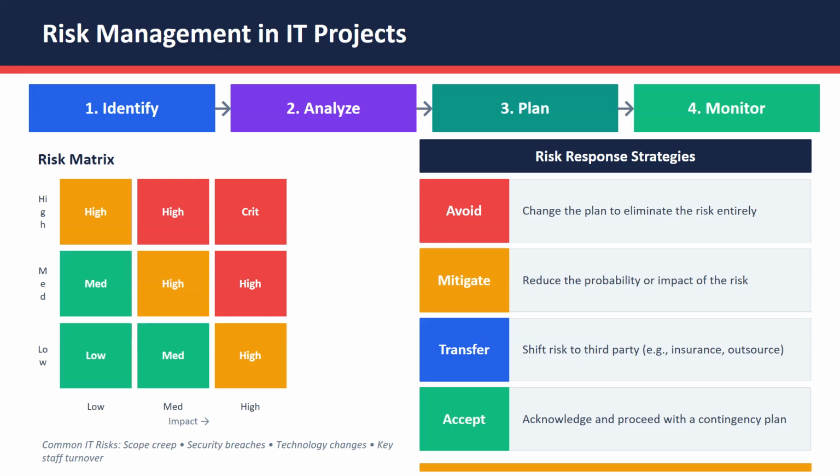Risk management involves identifying, analyzing, planning for, and monitoring risks. Use a risk matrix to assess impact and choose strategies. Avoid, mitigate, transfer, or accept risks. Common IT risks include scope creep, security breaches, technology changes, and staff turnover.